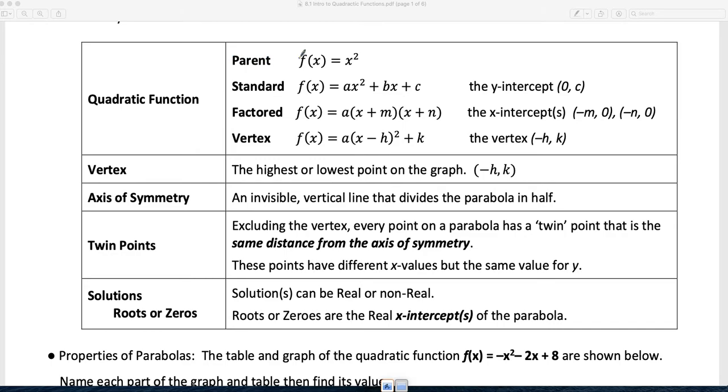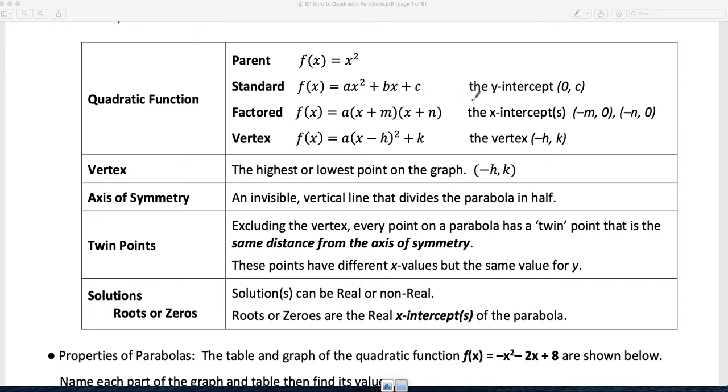The parent is the function in its most basic form. And so this is f of x is equal to x squared, or just y is equal to x squared. Okay, standard form. F of x is equal to ax squared plus bx plus c. The position of a, b, and c is incredibly important. A is the leading coefficient. It's in front of the x squared term. B is the one in the middle, and the c out here is just a constant with no variable.